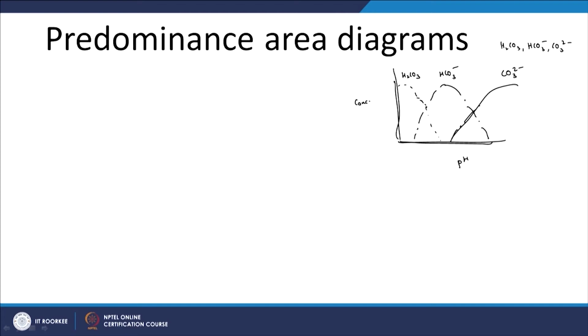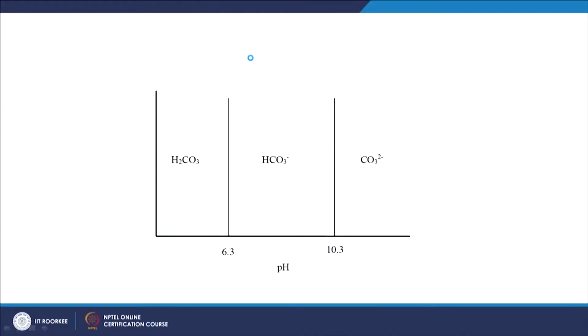We know that these points of intersection, when both the relevant variables are equal, will be the pKa1 and pKa2. But if I want to get at the predominance area diagram, what is it that I am going to represent? I am going to represent the region in which the relevant compound is at higher concentration, or is going to predominate. So the graph that we had earlier is going to transform into something like this.